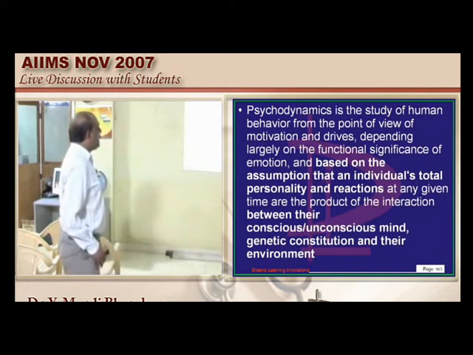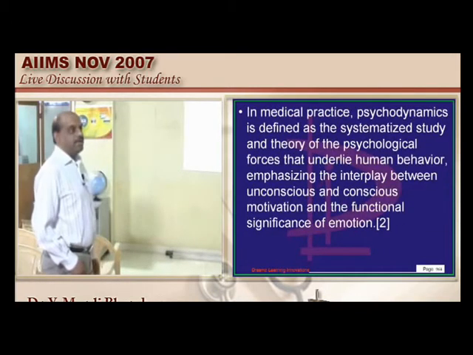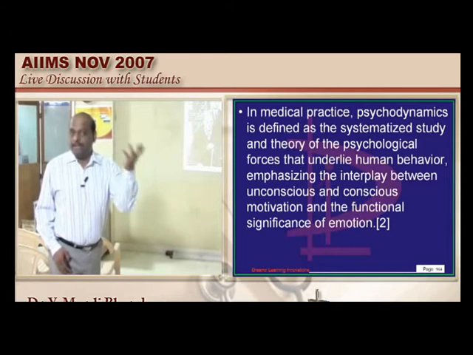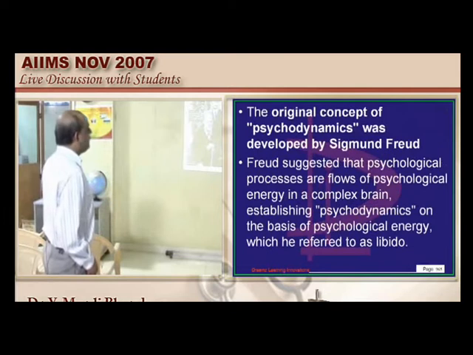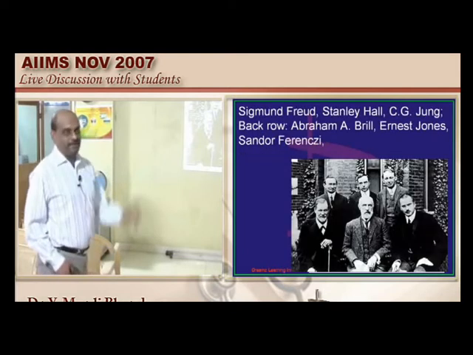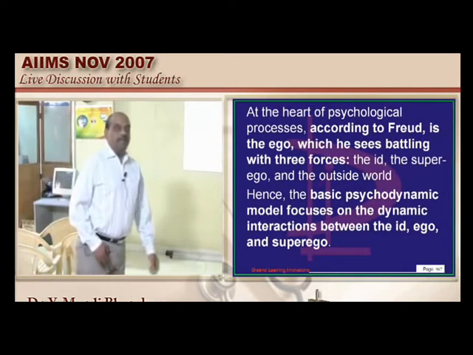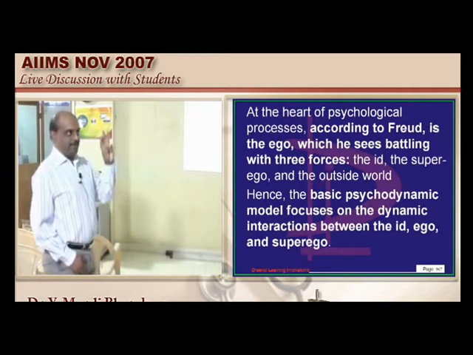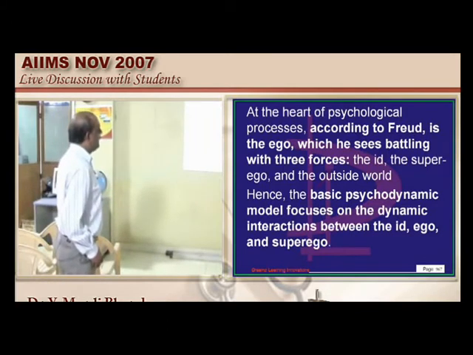They found that it is all the conscious and unconscious state of mind, the genetic constitution, environment, they all have an interplay, which is all responsible, called the psychodynamic theory of mental illnesses. The great man in the first row on the left is Sigmund Freud, and this is another great man, Carl Jung. They are the two pioneers in this theory. According to Freud, there is an ego which he sees battling with three other forces. The ID, the superego and the outside world, there is a continuous battling.